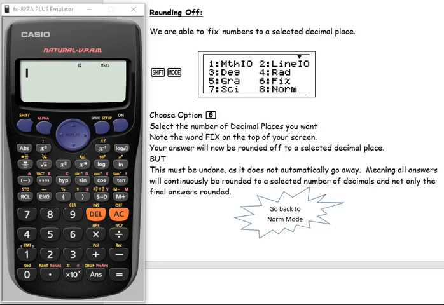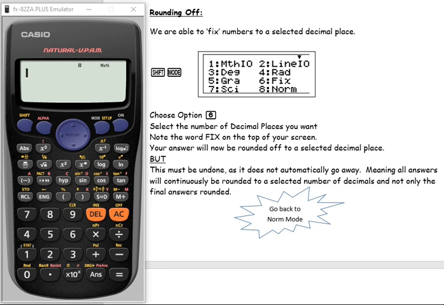Rounding off. We are always going to have to apply some form of rounding off during a test, an exam, or during our classwork. Sometimes we are given an instruction to round off to a specific decimal place. Other times we need to be aware of where we are applying it. Let us have a look at the following example.